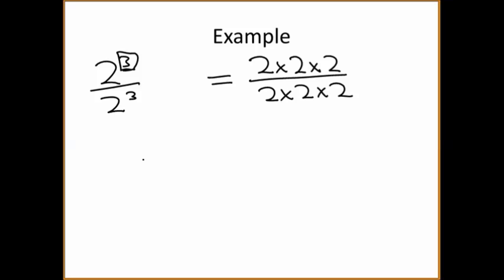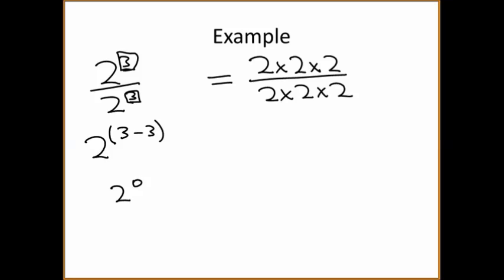So, look at the left hand side first. We have 2 to the power 3 divided by 2 to the power 3. This can be written as 2 to the power of the index number for my numerator, which is 3, minus the index number for my denominator, which is also 3. So now I have 2 to the power of 3 minus 3, which is equal to 2 to the power of 0.